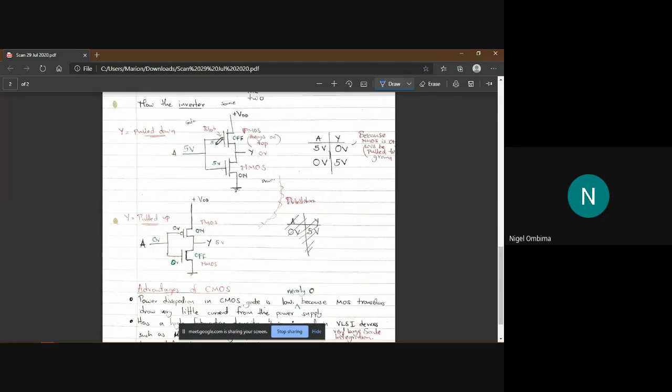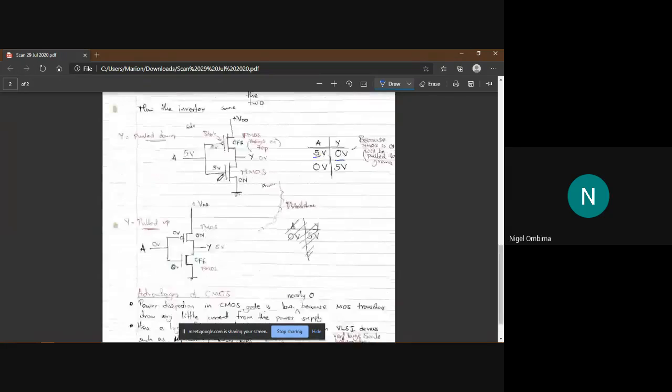A high over here, get 5, get 5. This is on, this is off. They are duals of one another. Now the output will be pulled to the ground because it's not connected up, and because this is on, it pulls to the ground. So when we have a high, it gives us 0 volts because it's pulled to the ground.